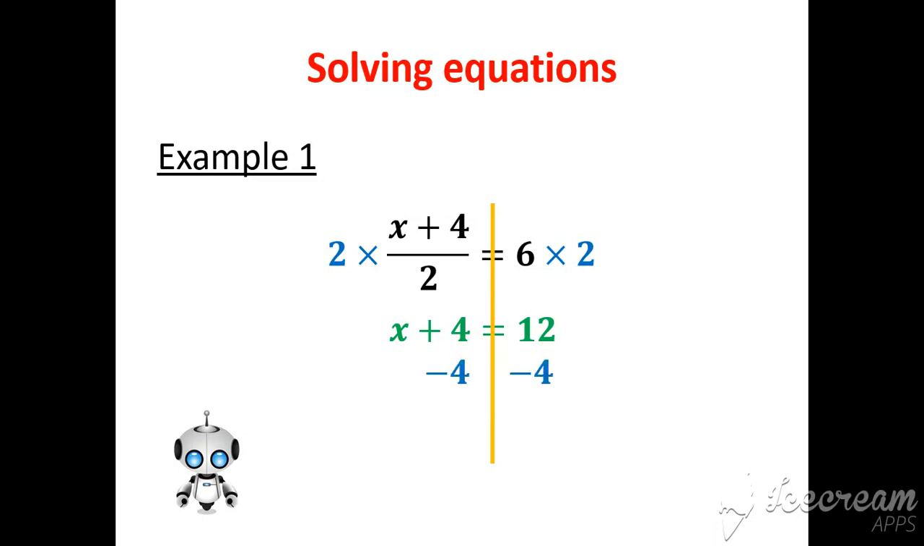If I minus 4 on the left, I minus 4 on the right. 12 minus 4 gives me 8. And coming back to the left-hand side, that plus 4 and minus 4 makes 0, so they cancel out, leaving me just my x now. And I've solved it by coming up with x equal to the number 8. x is equal to 8.